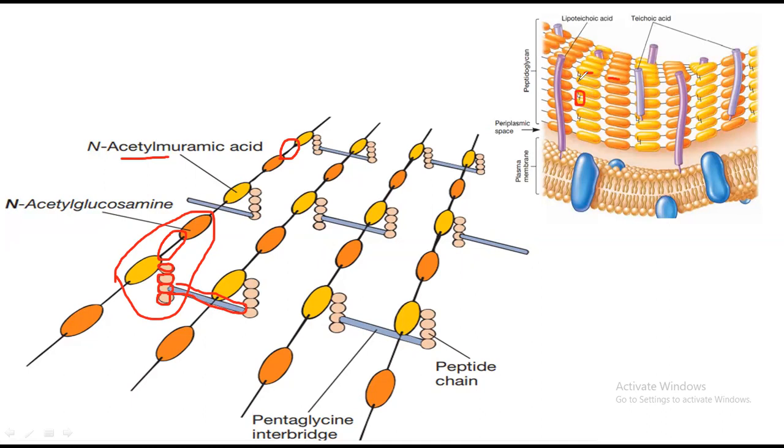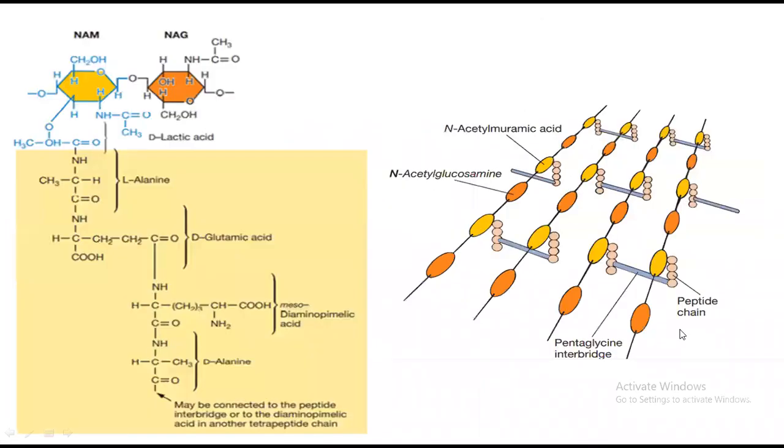So just compare it with this. These are the peptide interbridge, and these are the different molecules. Here the amino acids are not shown, but I was just showing the peptide interbridge. So let's proceed to the molecular level of it.